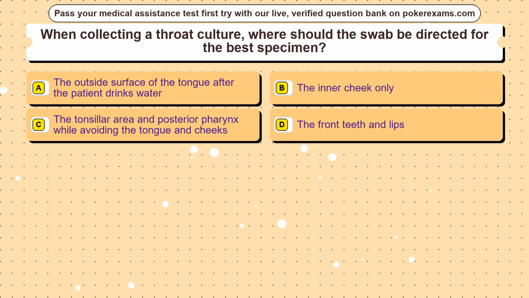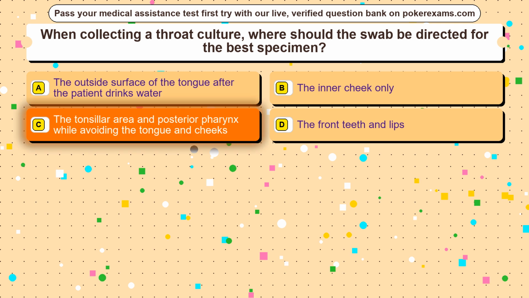Question 55. When collecting a throat culture, where should the swab be directed for the best specimen? Option A. The outside surface of the tongue after the patient drinks water. Option B. The inner cheek only. Option C, the tonsillar area and posterior pharynx while avoiding the tongue and cheeks. Option D, the front teeth and lips.